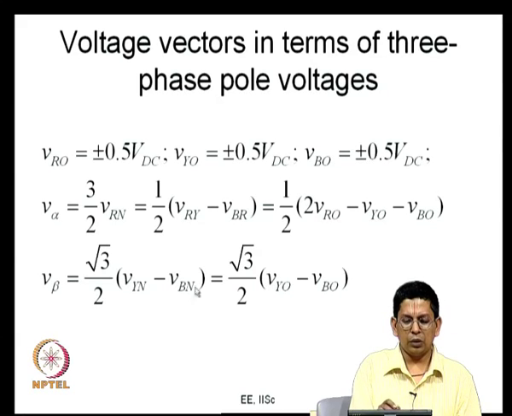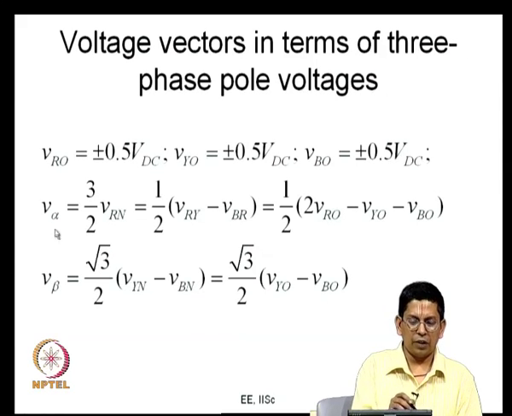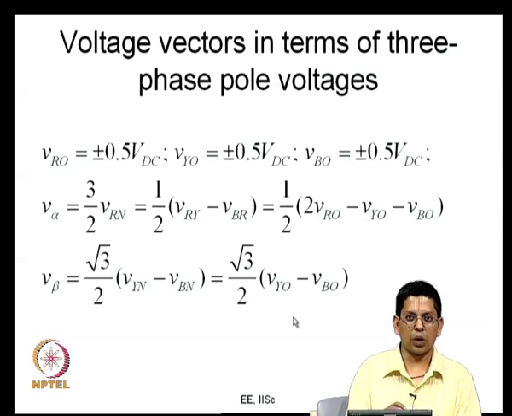Here the voltages, which are the load phase to neutral voltages, have been converted into the pole voltages measured with respect to the DC midpoints. So, now you have V alpha and V beta available in terms of VRO, VYO, VBO. So, that is what you have now.